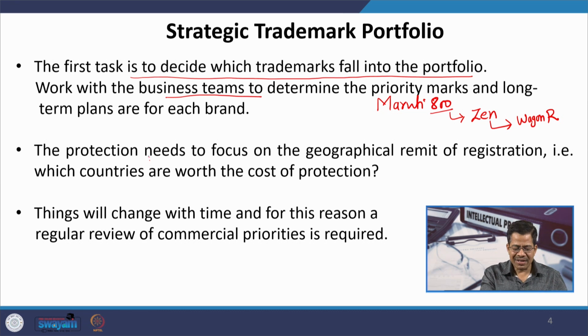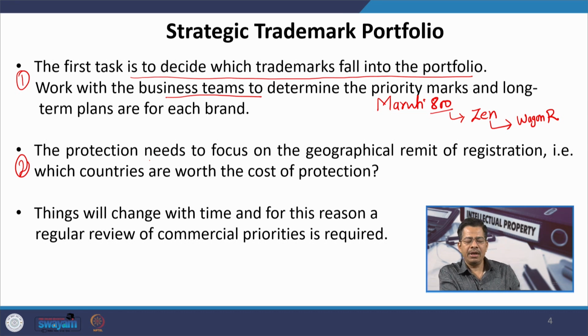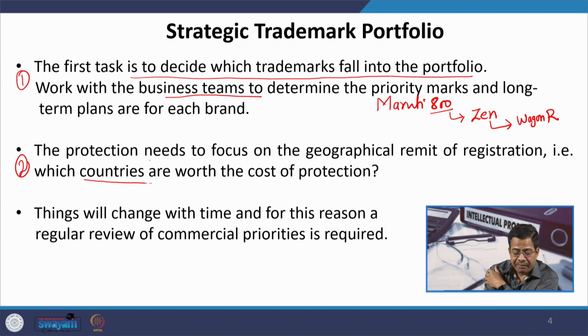Then the second important thing: the protection needs to focus on the geographical aspects of your registration. We know that almost all IPs are governed by a particular geography, and therefore the country where you are going to protect your portfolio or a particular trademark is also a very important strategic aspect.